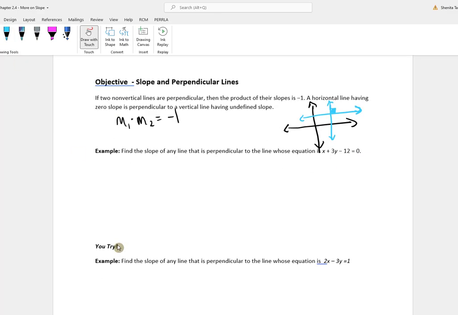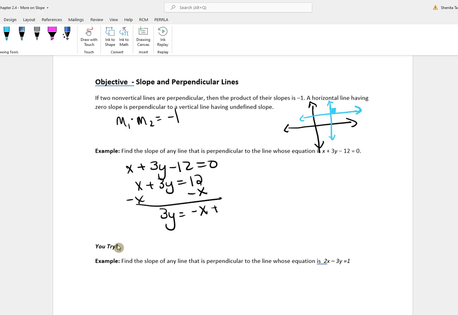All right, so we're going to find the slope of a line that is perpendicular to the line whose equation is x plus 3y minus 12 is equal to 0. So let's go ahead and figure out what the slope of this line is. First, you're going to add 12 to both sides. You're going to subtract x from both sides. You get 3y is equal to negative x plus 12. And then you're going to divide everything by 3. So you get y is equal to negative 1/3 x plus 4.